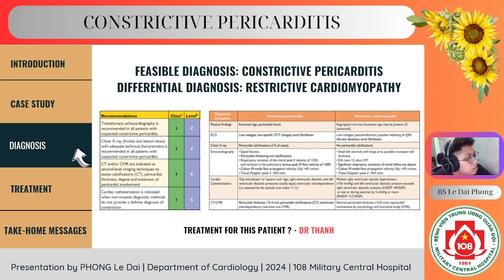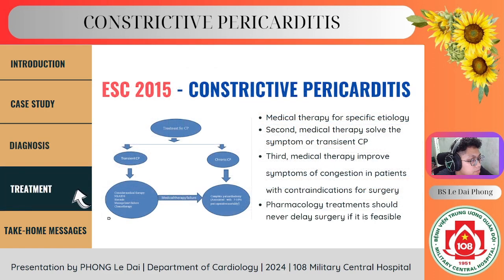So the next question is, what is the treatment for this patient? According to ESC 2015 about constrictive pericarditis, we need to use medical therapy for two main points. The first one is for the specific etiology of the pericarditis. The second one is only to resolve the symptoms of transient CP, and it may improve the symptoms of congestion of the patient, in which there is a contraindication for surgery.